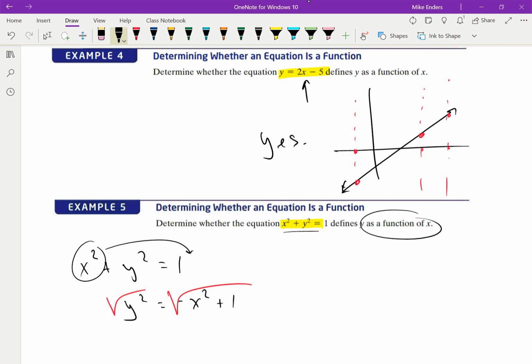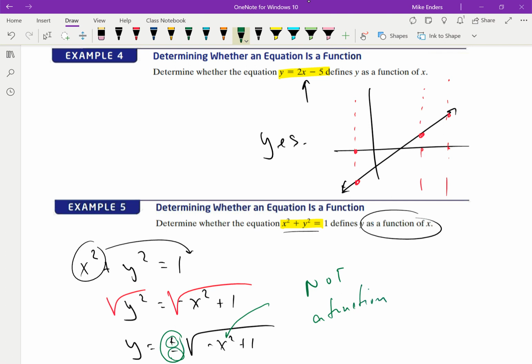So when I take the square root, I get y equals plus or minus the square root of negative x squared plus 1. So for every x value that I plug in, I'm going to square it, take its opposite, add 1, take the square root, and then I have to consider the positive component of that, and then its negative component, its initial component, and then its opposite. So for every x I plug in, I end up with 2 different y values. So for that reason, this is not a function.